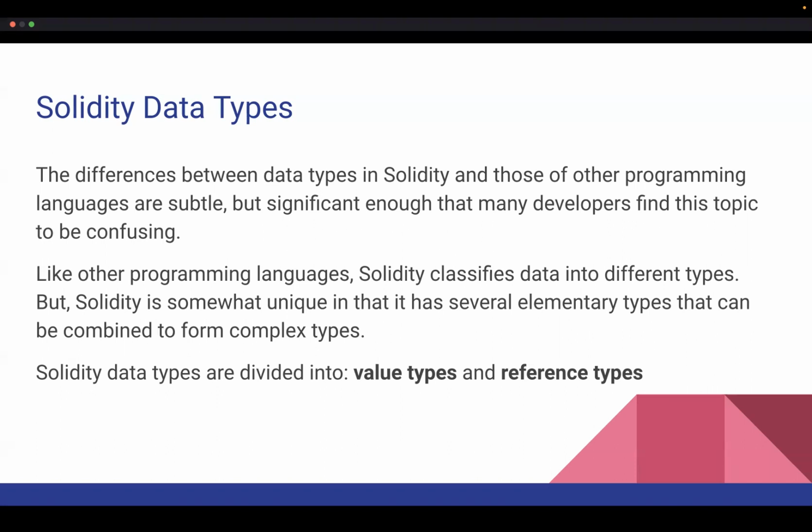So we are going to look at these data types. Like other programming languages, Solidity classifies data types into two different types: the value types and the reference types. These are the two types of data types Solidity has. We are going to look more into that in the next slide.